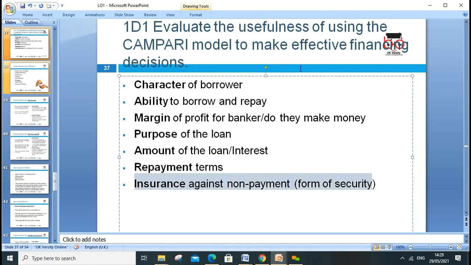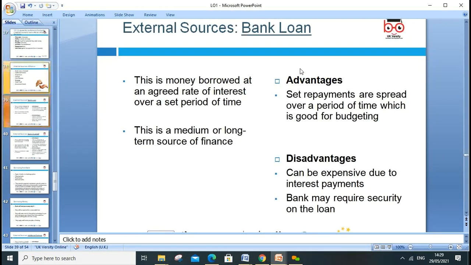So we need to look at the amount of loan and interest, the repayment term, and insurance against non-payment. If somebody doesn't pay, what insurance is available? We can sell somebody's asset, or pledge it if they have an asset. We look at all these things very closely to make the decision: either we go ahead and invest, or we don't. Okay, that's one we need to.